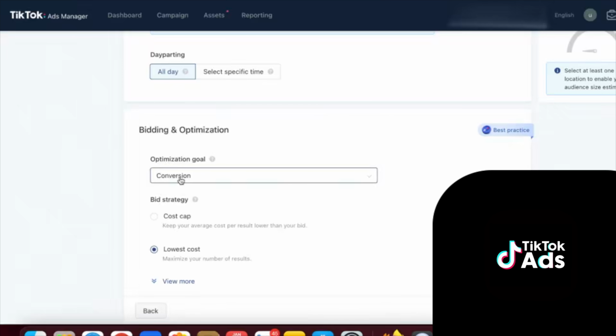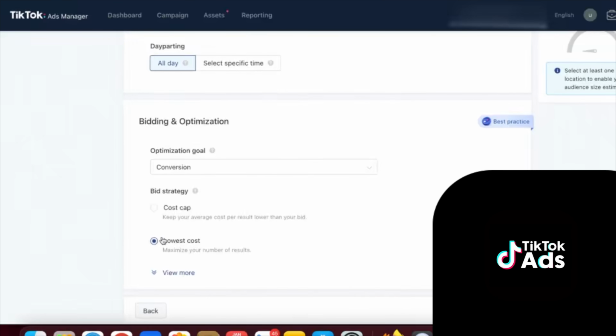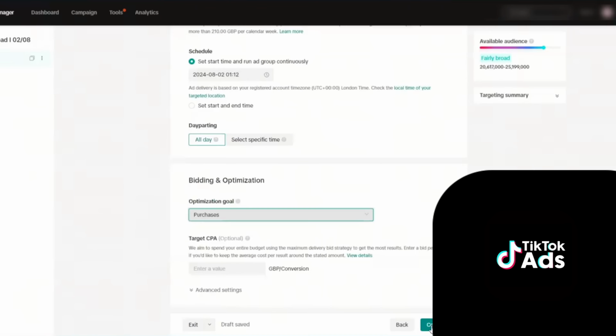Sometimes advertisers manually set bids too aggressively when scaling. If your bid isn't competitive, your ads lose auctions. To fix this, raise your bid incrementally, or test a duplicate ad group using lowest cost. Let TikTok gather conversion data first, then refine.